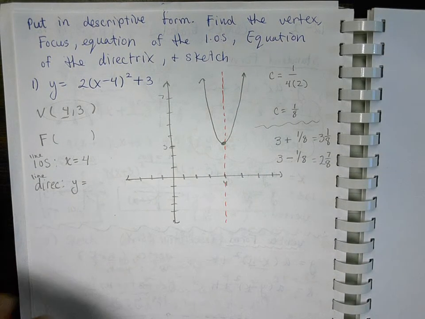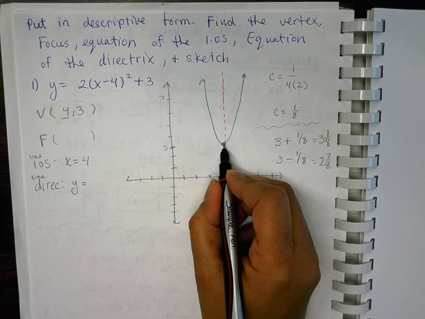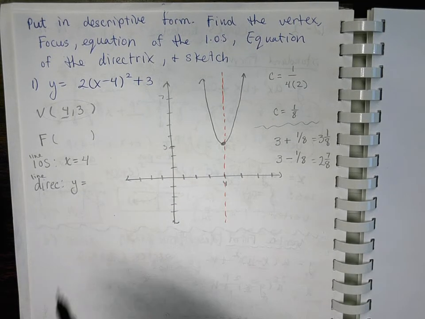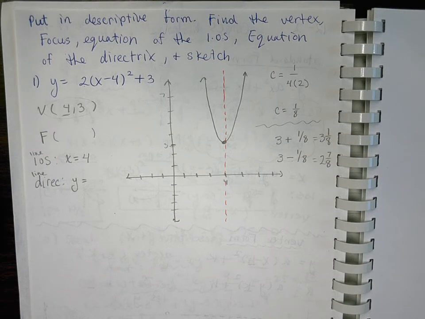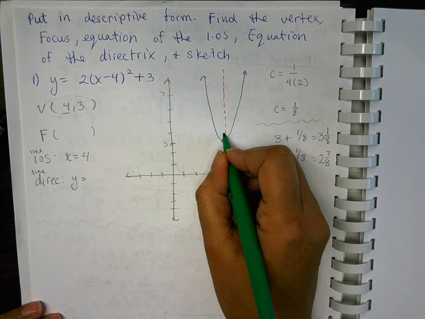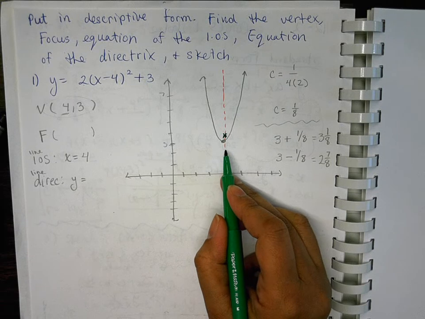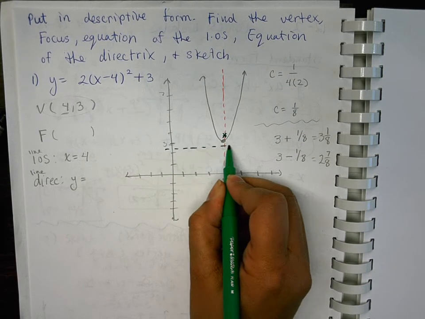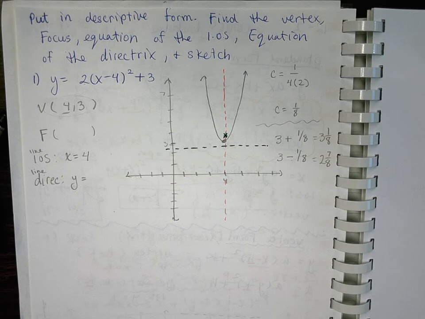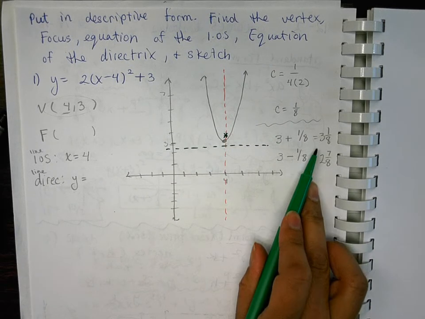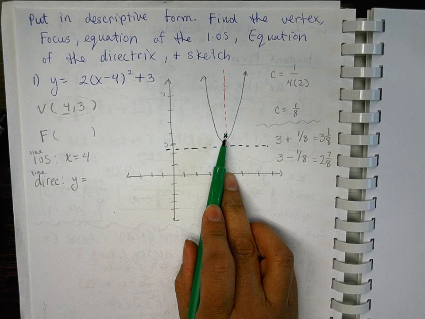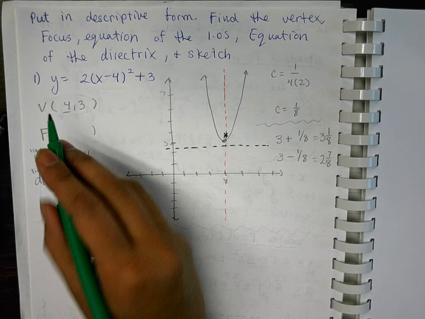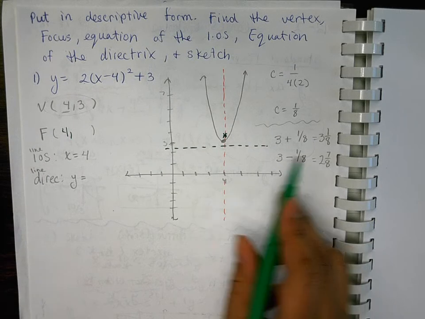So I'm going to come here, and which direction do I move for my focus? Up or down? Up. And it's a really small distance, but you are moving up. And I usually put a star just to show that it's different from the vertex. And how far down am I moving? 1/8. Okay. So the dot, which one is that? The 3 and 1/8 or the 2 and 7/8 if I moved up? So what do I put here for the focus? 4, comma, 3 and 1/8.